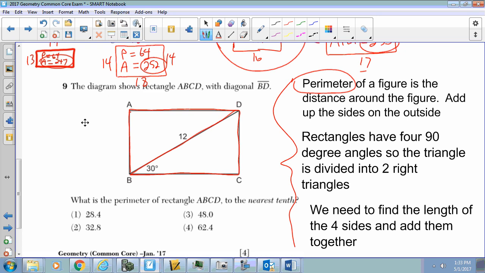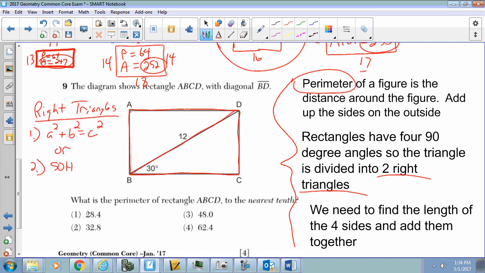So looking here, it says what is the perimeter to the nearest 10? Look at the information we have. Whenever you have a rectangle, the diagonal actually divides it into 2 right triangles. Anytime you have right triangles, and you're looking for a side, you should be thinking either a squared plus b squared equals c squared, or SOHCAHTOA.